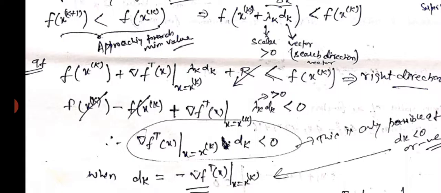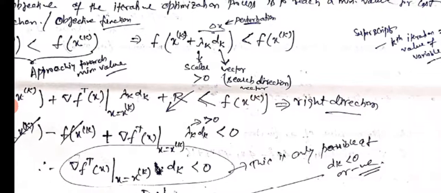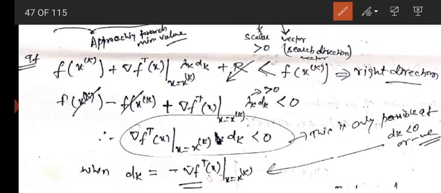For the minimization problem, it should be lesser than f(xk), right? It means we are going in the right direction if the condition is like this. Now the higher terms you can neglect, as you know. So when you carry this f(xk) to the left side, it becomes f(xk) minus f(xk) plus gradient of f transpose at x equal to xk, lambda k dk, is less than 0.